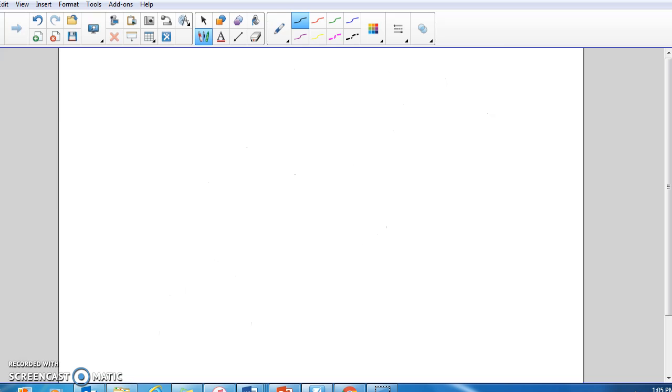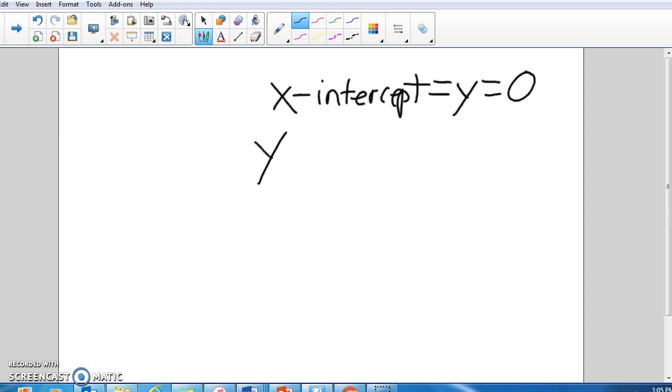And so another thing we can look at is maximums and minimums. And of course, the maximum point of the graph is just going to be the highest y value. The minimum is going to be the lowest y value. The x-intercept is going to be when it crosses the x-axis and y equals 0. And the y-intercept is when x equals 0. So we can use that to solve for those.